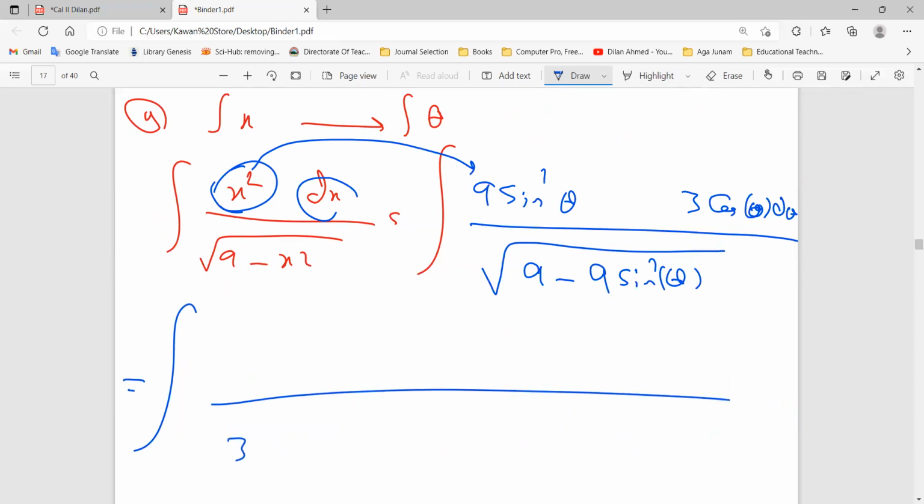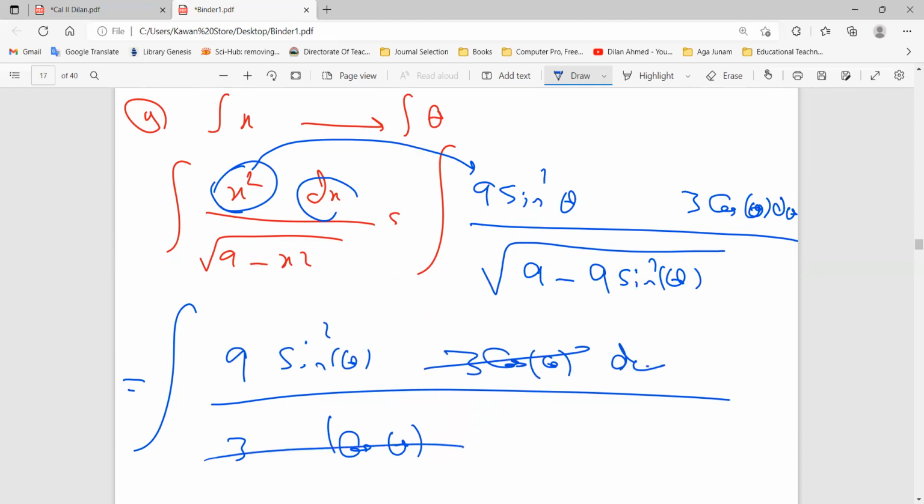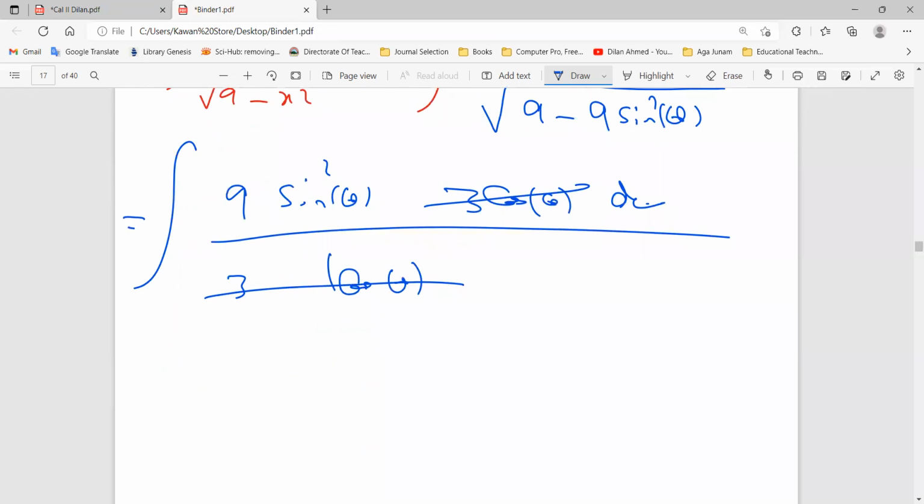So from the numerator, I will get what? Cosine theta. Am I right? Can you tell me how? I skip 2 steps. So I'll get 3 times 1 minus sine square, 1 minus sine square is cosine square. Cosine square and cosine, so I'll get that one. And here 9 sine square theta, 3 cosine theta d theta. And you know, cancel. So it remains, you're right, 9 what?